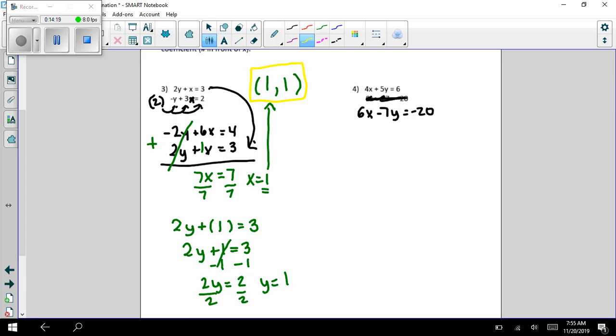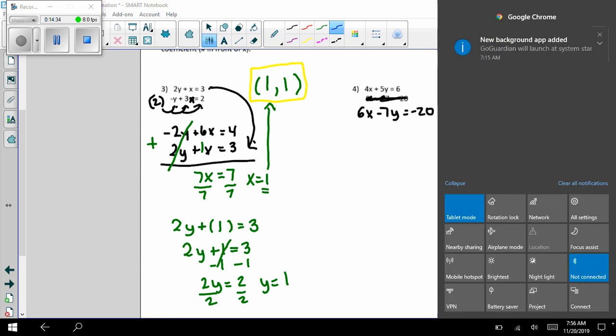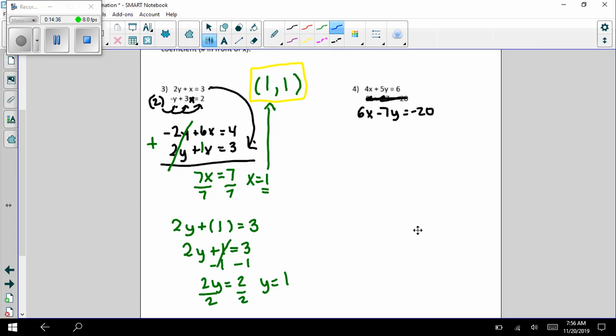Let's go on to number 4 and the last equation. So again, you have crossed off the second set if it was not already written like this for you on your worksheet. Sorry about that. So we have 4x plus 5y equals 6, and 6x minus 7y equals negative 20. Yikes, that's pretty ugly. I think for this case, I'm going to change my x's.